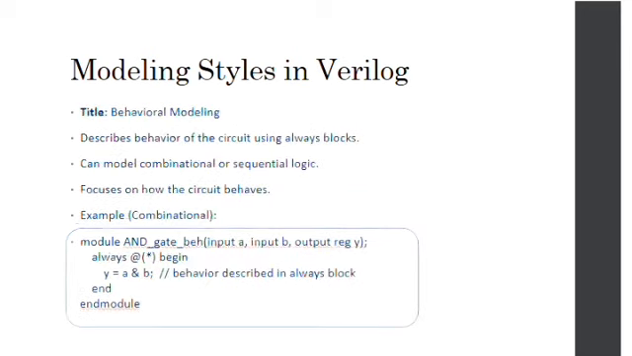Next, we move on to behavioral modeling. It describes the behavior of a circuit using an always block. It can be used in combinational or sequential logic and focuses on how the circuit behaves rather than the gates or assignments. For example, an AND gate can be written with an always block where the output Y is assigned A and B, showing its behavior directly.